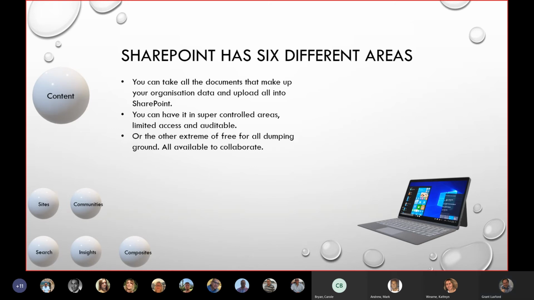I've kind of got two examples on there. You can have it in really super controlled areas that have limited access, that have auditing type controls in place, and really locked down for the purpose of that data. And then the complete opposite end of the scale is you can just have a complete open area that's just a free-for-all dumping ground. Perhaps not recommended, but it's possible. And you can just put it all in there and make it available to collaborate. So everything in between is possible, completely locked down, only 2 people in the organization have access, there's audit controls on there.